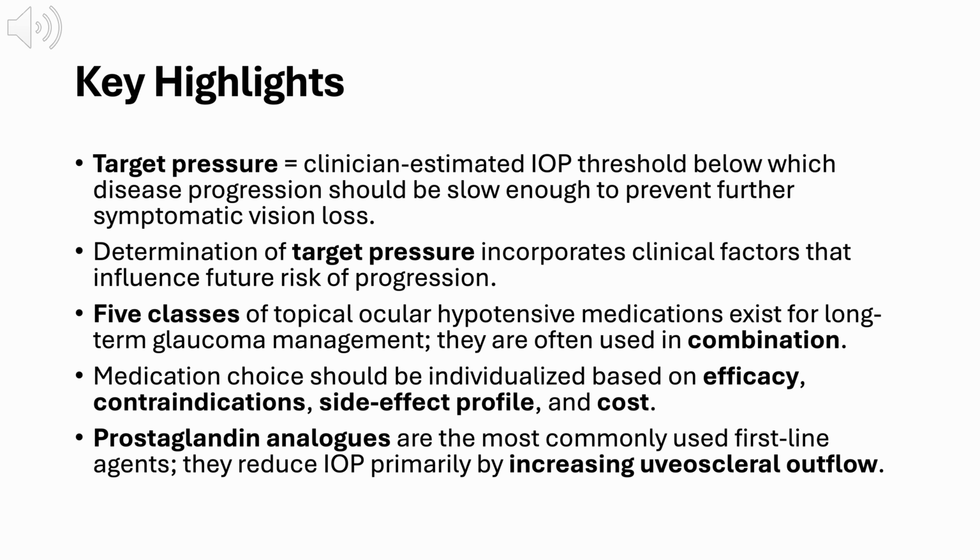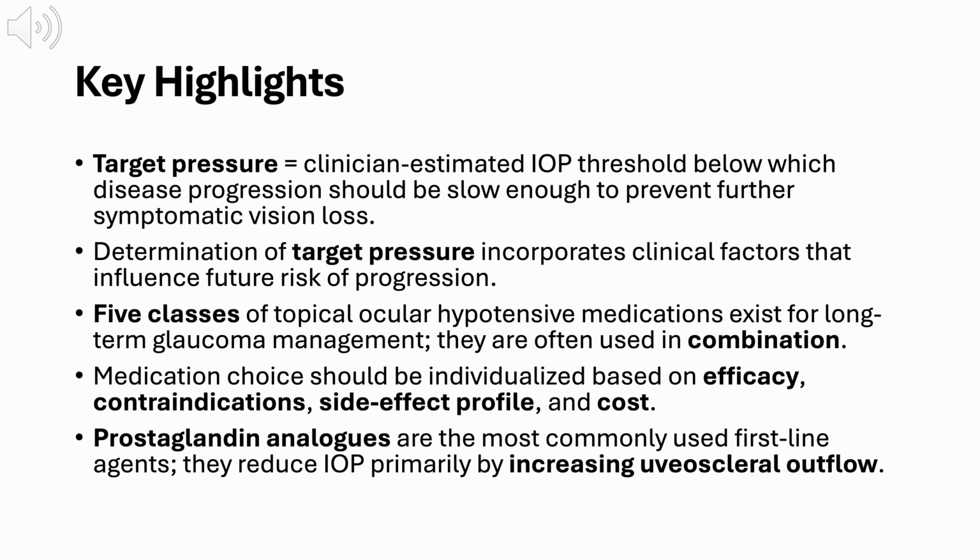When managing glaucoma medically, everything begins with defining a target pressure. This is the intraocular pressure threshold that the clinician estimates will prevent further functional vision loss. Determining that target isn't arbitrary. It takes into account the patient's baseline pressure, optic nerve status, rate of progression, and other individual risk factors.